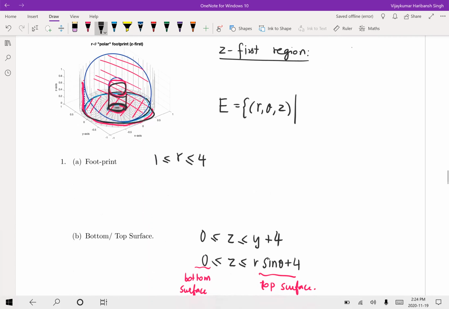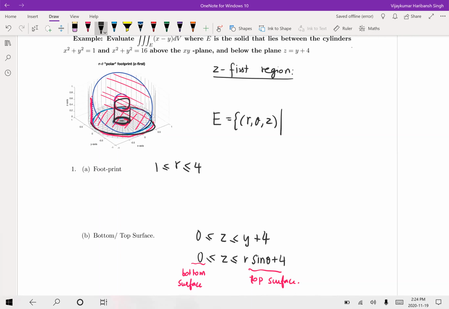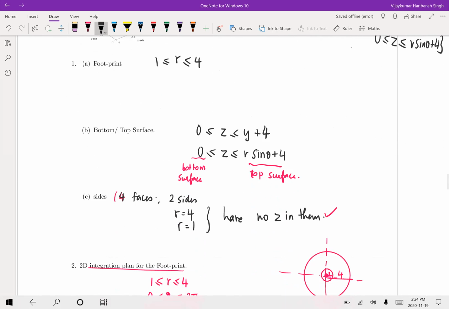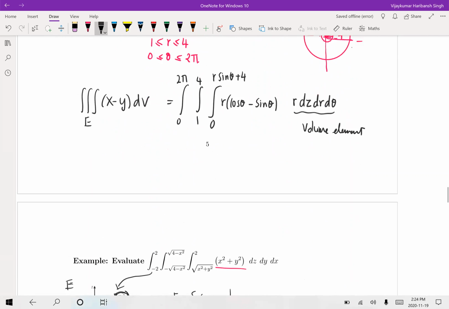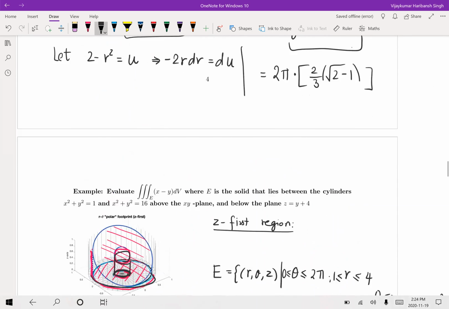Now, the projection was an annulus. So z was between r sine theta plus 4. I'm writing it down there because I don't have space here. My theta went from 0 to 2 pi, and your r went from 1 to 4. All right, so this is how we wrote down the solid.